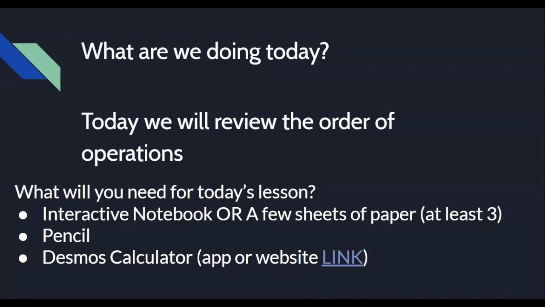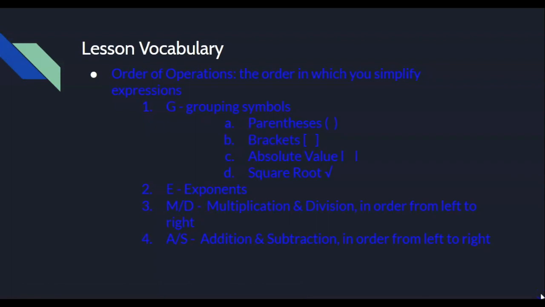Before we get started, you will need a few supplies: your interactive notebook or a few sheets of paper, pencil or other writing utensil, and the Desmos Scientific Calculator. Before we learn our skill for today, we will need to familiarize ourselves with a few vocabulary terms. Please copy the vocabulary term, any illustrations, and definitions into your notebook. We will pause to give you time to copy that information.